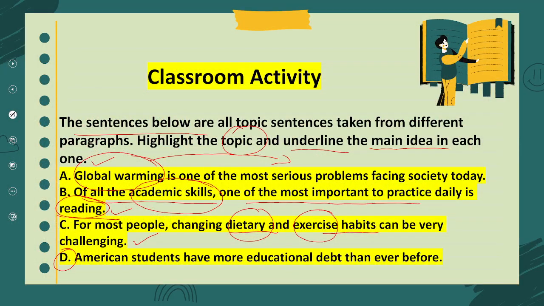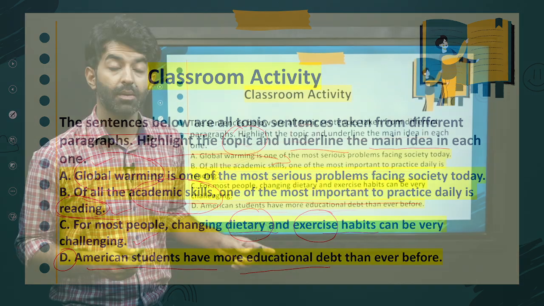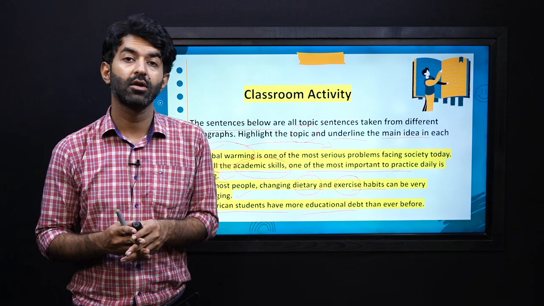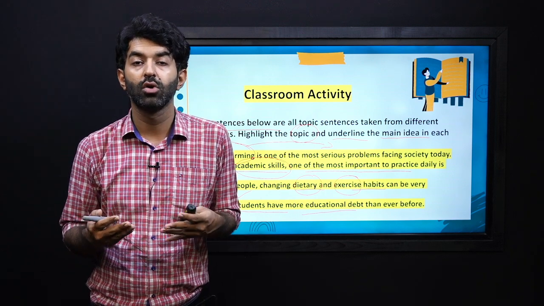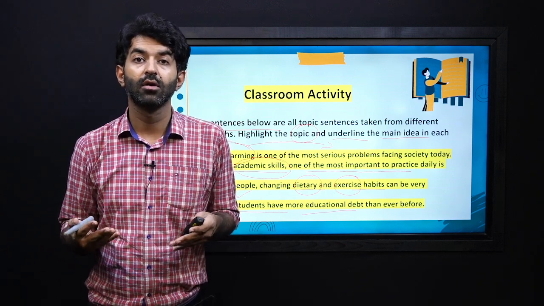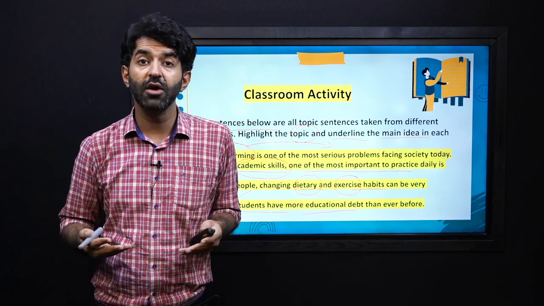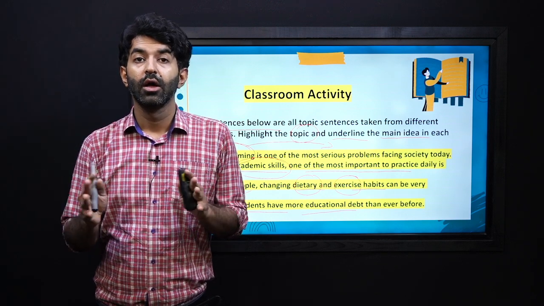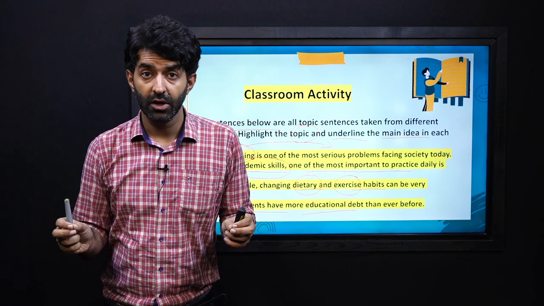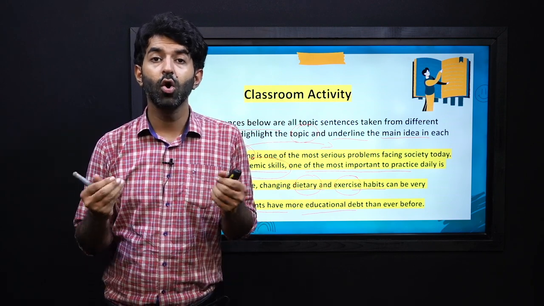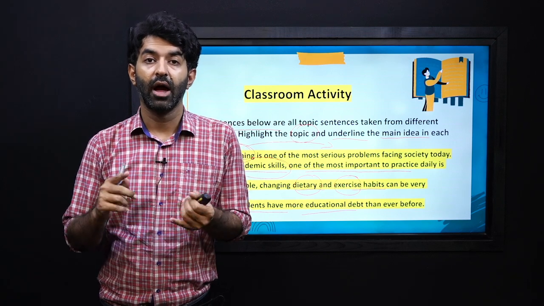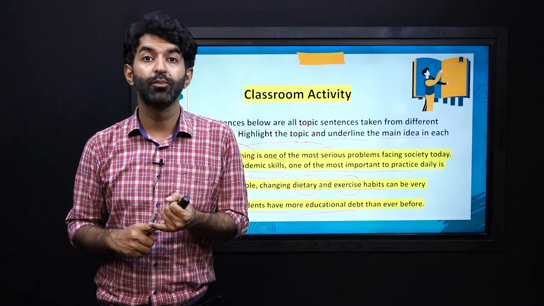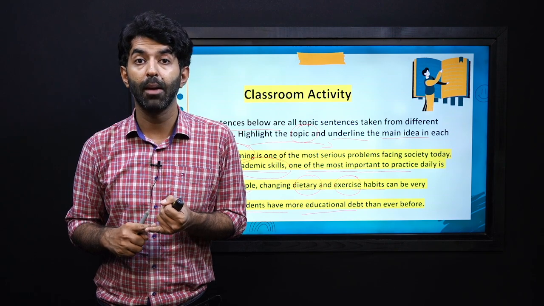And finally, American students have more educational debt than ever before. Now, the main idea is about debt, and the writer is going to talk about how the debt increased and what are the problems that students are facing because of the student debt. Now, just by reading the topic sentence, the opening statement, the hook, we can clearly understand the main idea and we can predict what the paragraph will be about.